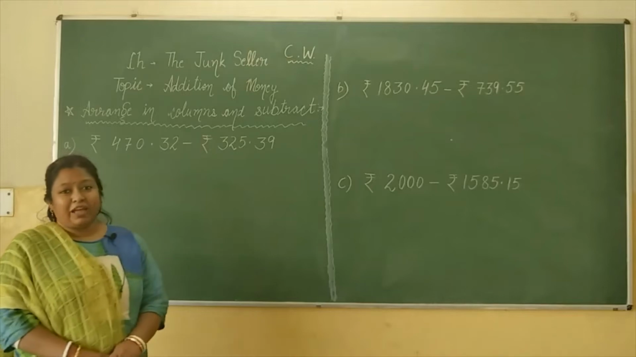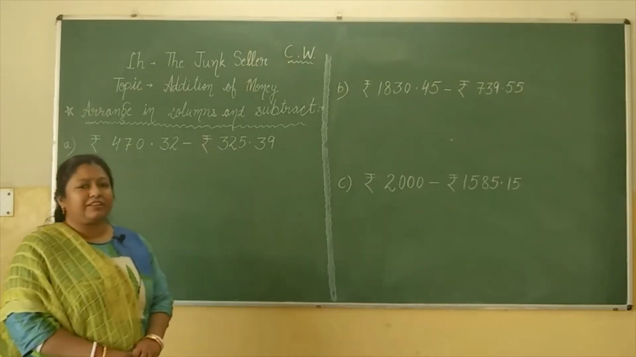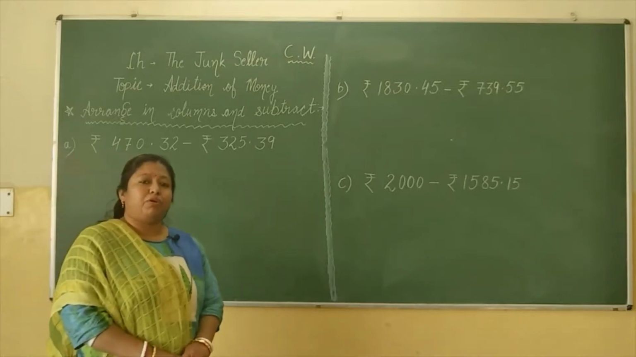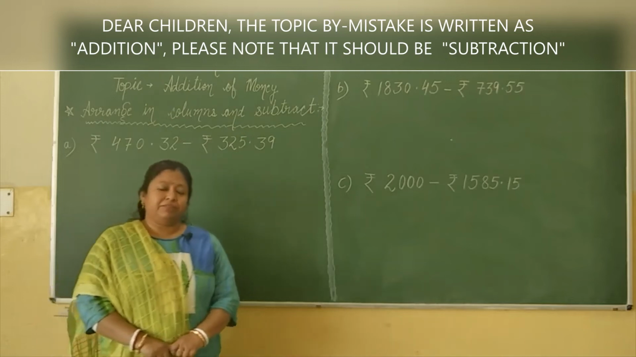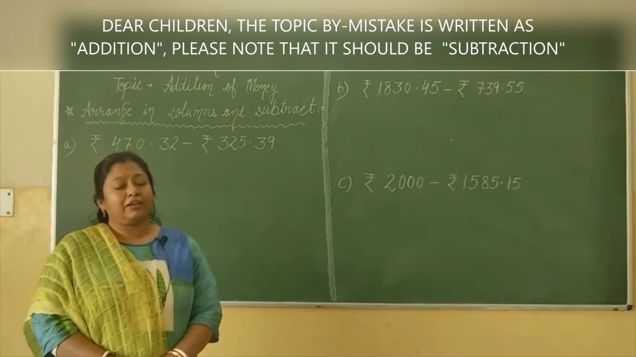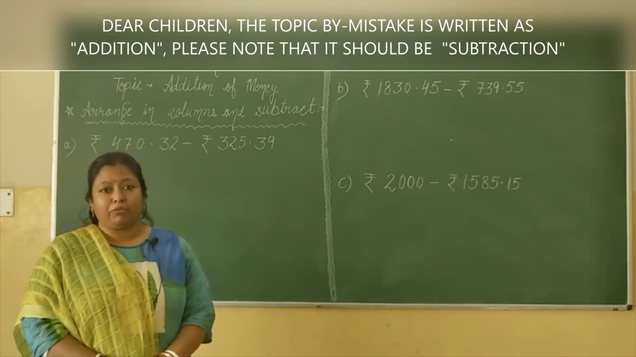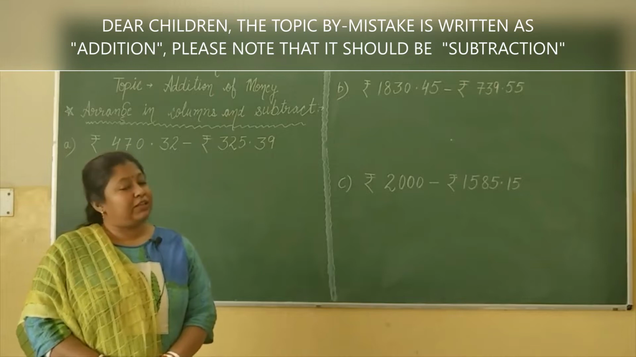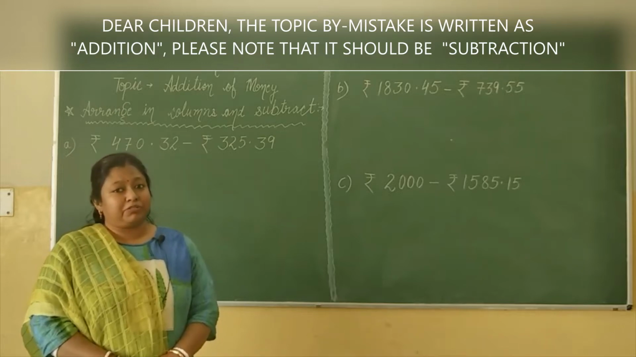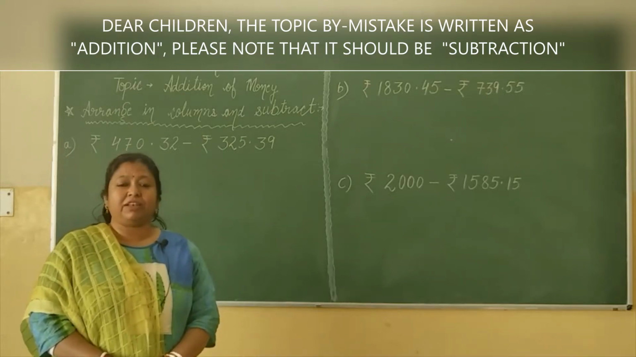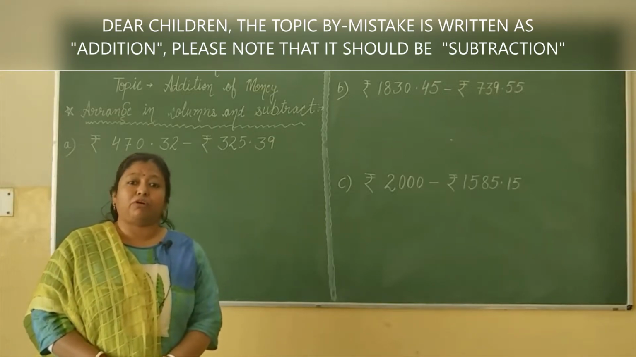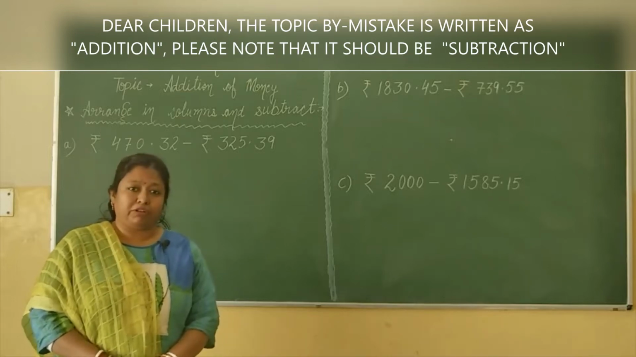Today we continue with our chapter, The Junk Seller. Dear children, you must have gone to the market once in a while and bought some items from any shop or any vendor. So what do we do? We give him some notes that we have and he gives us the balance amount. So how do you know whether he has given you the correct balance amount? Yes, by subtracting. You subtract the price of the items you have bought, the amount on your bill, from the amount you have given.